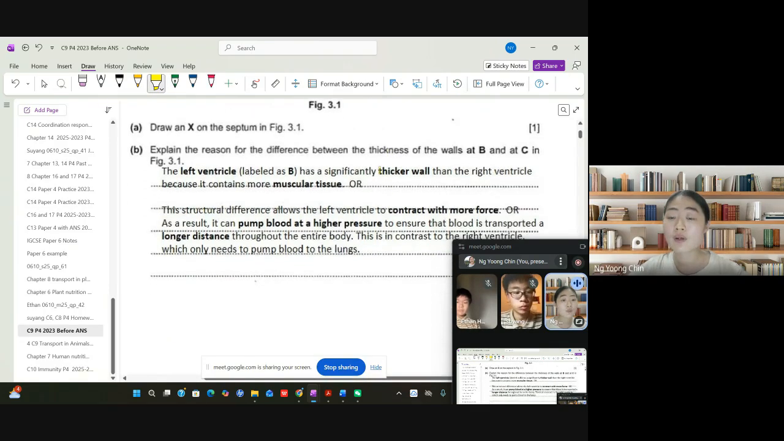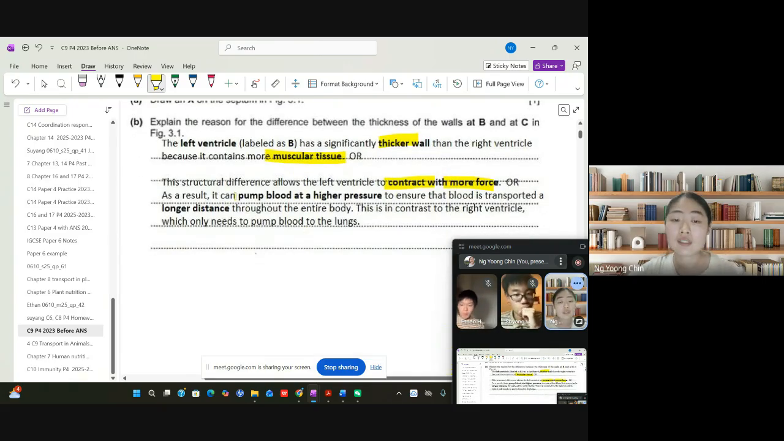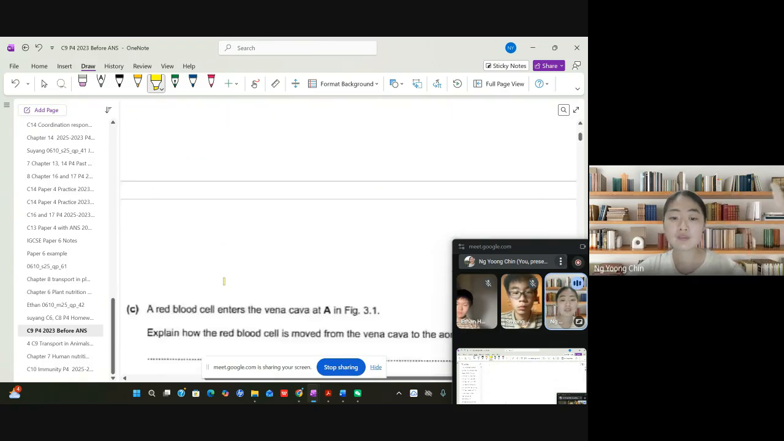This is a keyword: thicker wall, because it contains more muscular tissue. Why should it contain more muscular tissue? It's because the left ventricle has to contract with more force to generate higher pressure. So the left ventricle can pump the blood under very high pressure to ensure the blood is transported to all parts of the body, because it is a longer distance. From the heart to the body cells is a longer distance compared to the heart to the lungs, which is a shorter distance. The keyword.